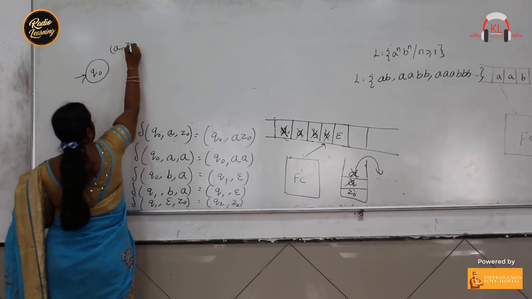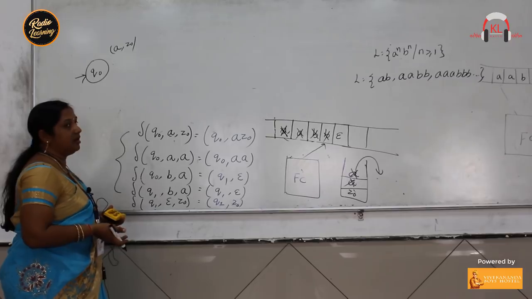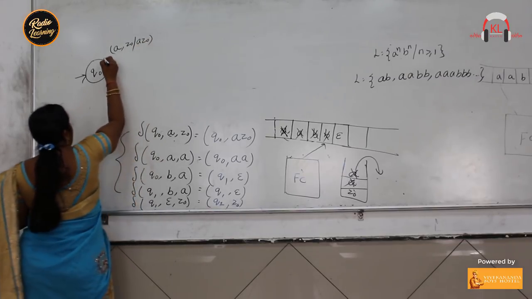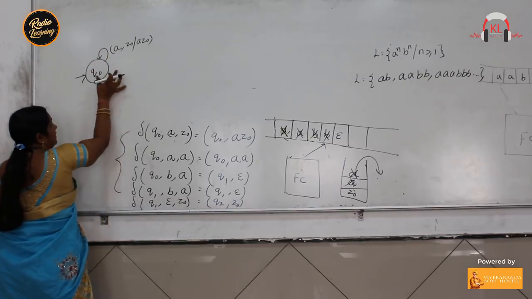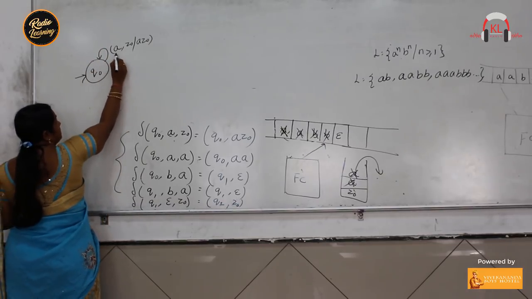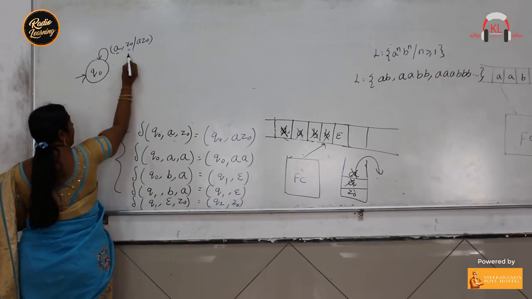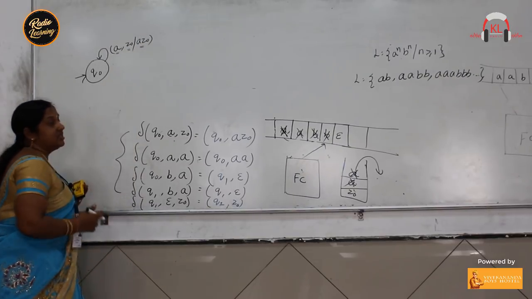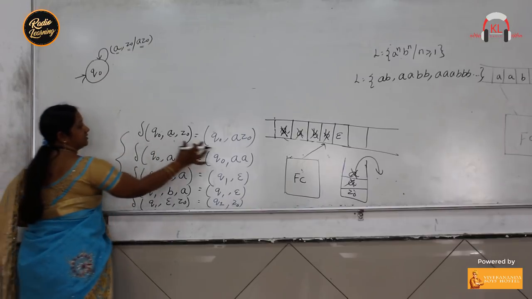Z0. What is the operation I am doing here? I am pushing that A into stack Z naught. I'm remaining in the same state. Here, try to understand. This is the input symbol, top of the stack. What operation did I do? I'm pushing A into the stack. This is the representation. Okay, this is completed.